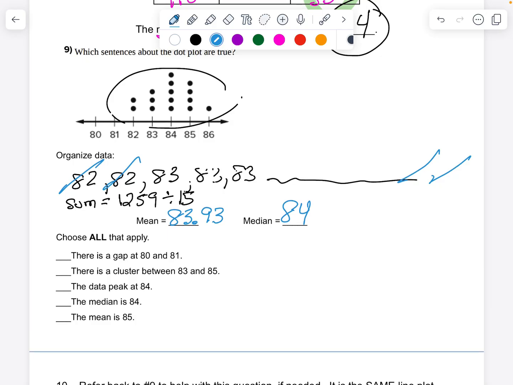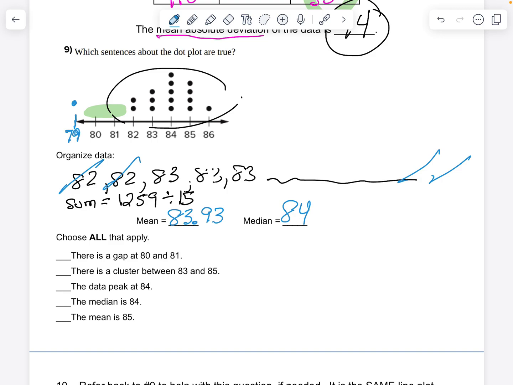So the first one says there's a gap at 80 and 81. There is no data at 80 or 81, but that is not considered a gap because it's not between dots. It's basically just the beginning of the number line where there doesn't happen to be any data. So that is not considered a gap. If I had a dot, if it went down to like a 79 down here, and see how I added that blue dot, then that would be considered a gap, but that is not there.